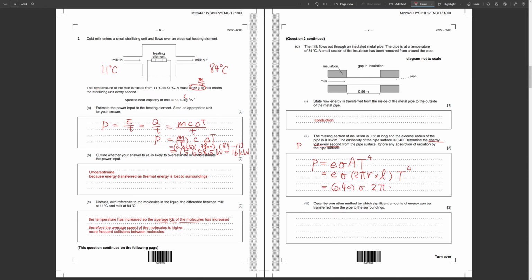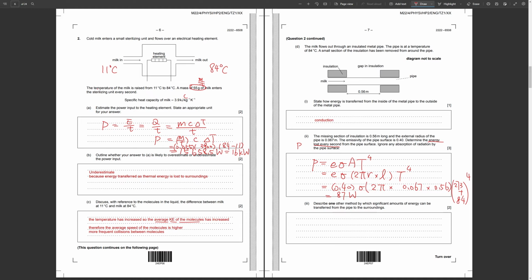2 times pi times r. R is given as 0.067. L is the length of the pipe which is exposed, therefore 0.56. And temperature must be in Kelvin. It is 273 plus 84, and then to the power of 4. And you shall get 87 watts. When you compare 87 watts to the previous answer, 16 kilowatts, you can see that 87 is very, very insignificant.